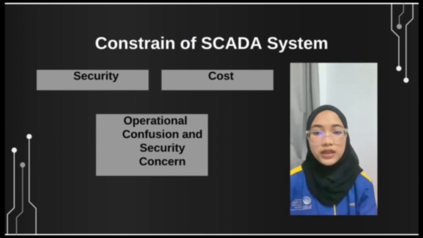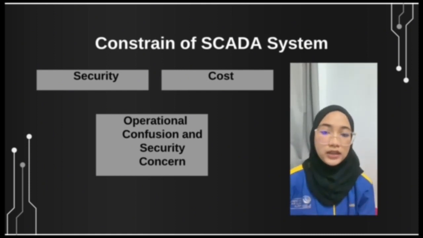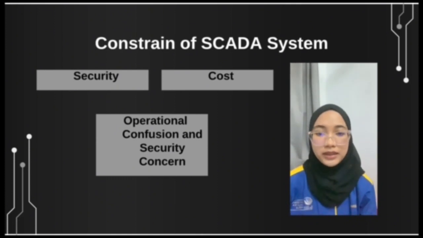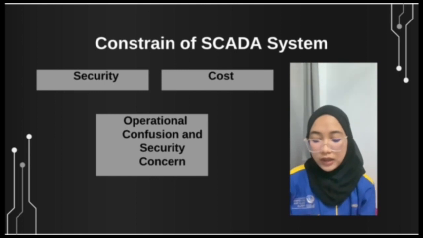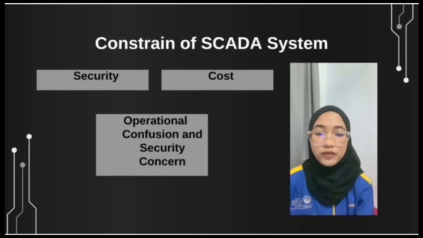So the first constraint is security. Most SCADA systems are connected to critical infrastructure and at risk of cyber attack. So the third constraint is the cost. A SCADA system might be cost saving, but at first to build the SCADA system, it will cost you a lot of money, because it's involving a significant investment on hardware, software, and etc.